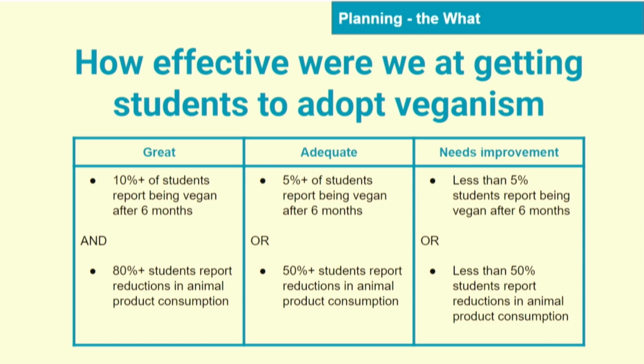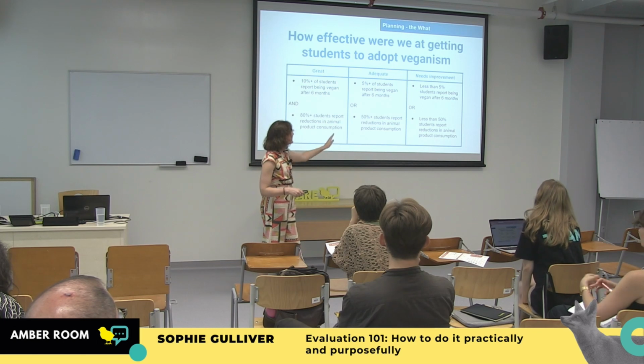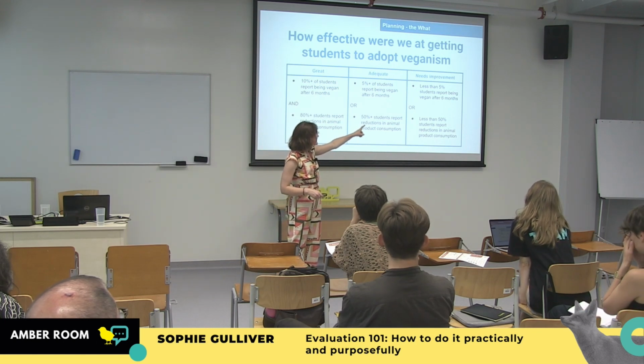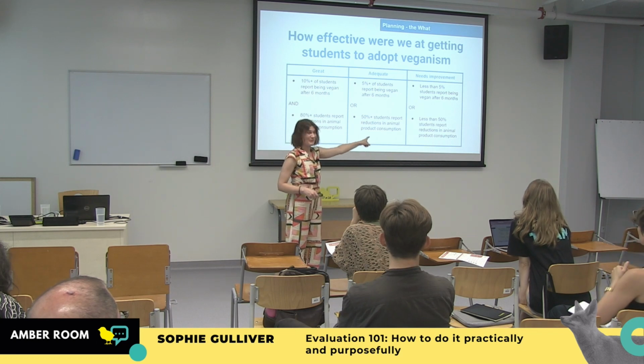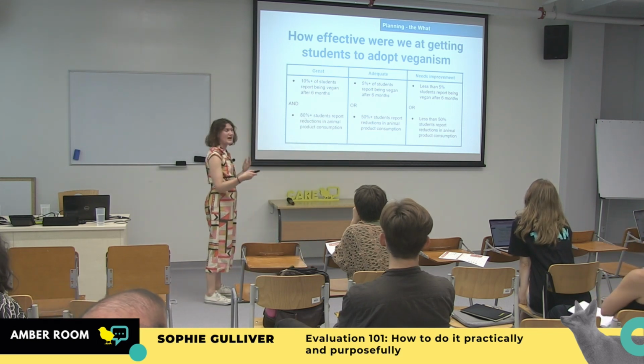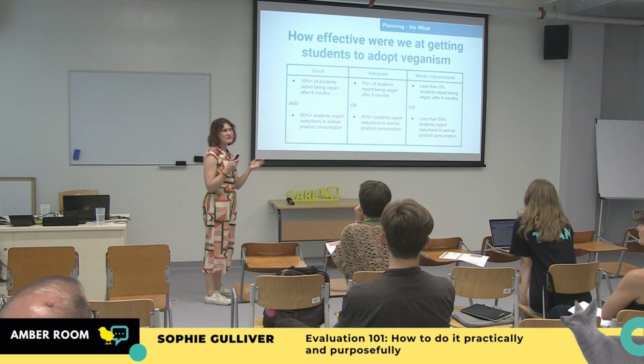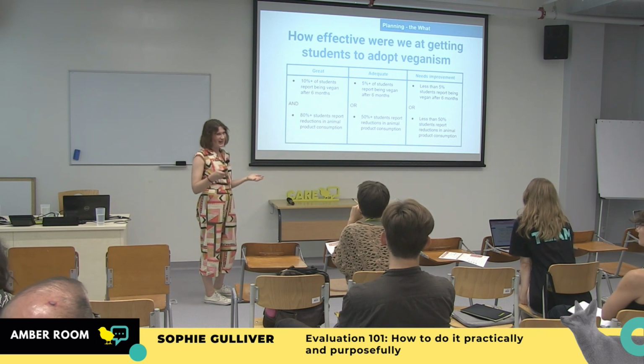Maybe we say adequate is like 5%, up to 10% of students are vegan after 6 months, and then or 50% plus of students report reductions in animal product consumption. So we're saying great is quite a high bar here. Probably we're going to come into adequate because we have to meet 2 quite hard conditions. You don't have to make yours this hard, but it's just an example. And then finally, needs improvement. We're setting the levels again. So if either of those things are true, we're going to put ourselves in needs improvement. So this is just one example of how you can come up with some kind of framework to help you decide if your project is good, average, or bad.